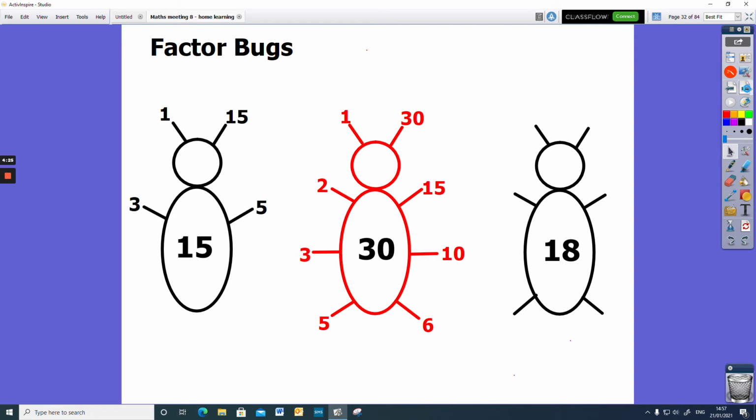Let's go to our 18 now. Again, 1 and 18, 1 and itself, 2 and 9, 3 and 6. Well done if you got all those correct. Let's move on, shall we?